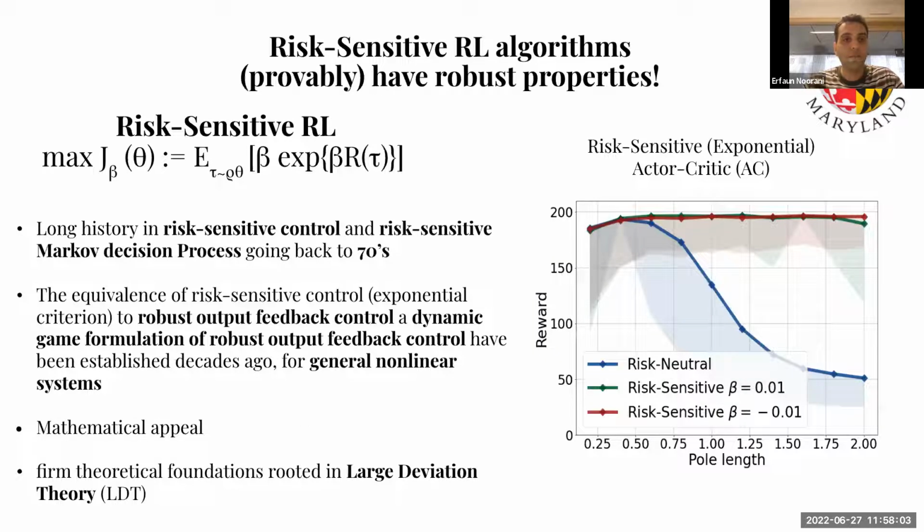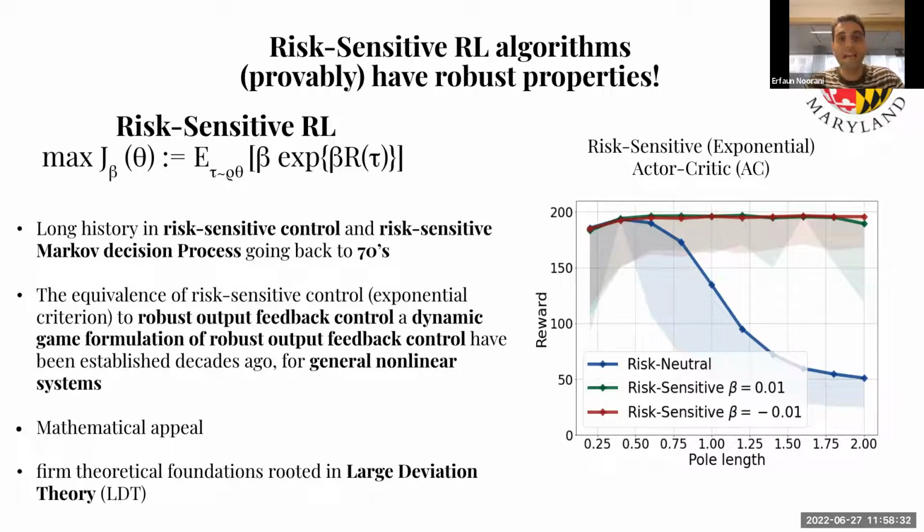Next slide, please. But from the control literature and Markov decision processes, we know that the risk-sensitive exponential or entropic risk measure has robust properties, and it has been explored in the control literature for general nonlinear systems, and the equivalence to robust controllers has been shown.